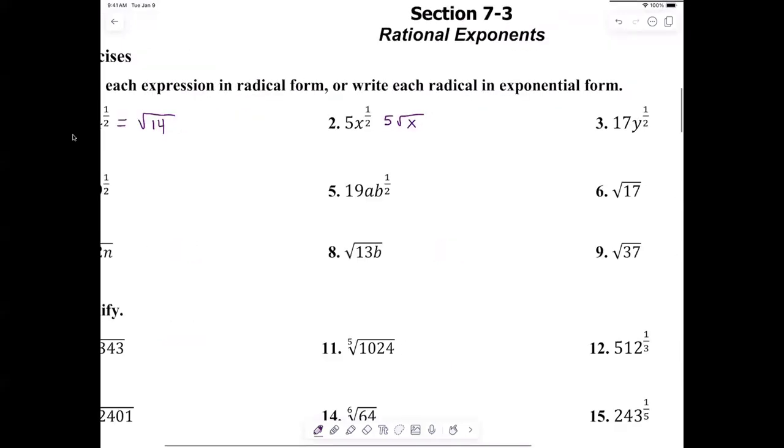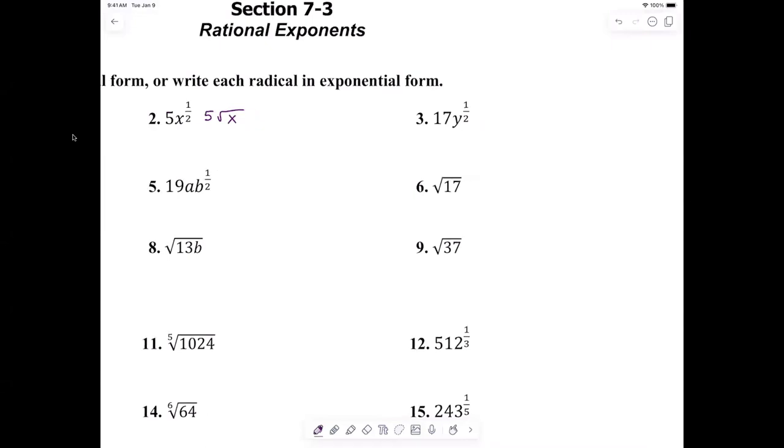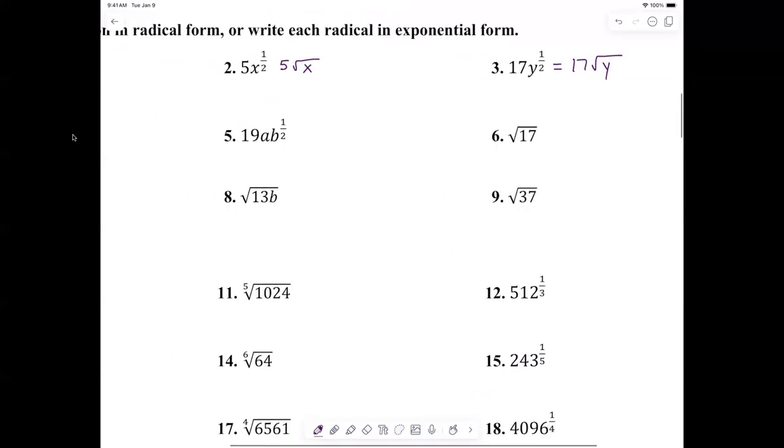Now number 3, that would be written as what? 17 square root y. Very good. All right. Now let's look at the odds. Number 5, how would I write that?